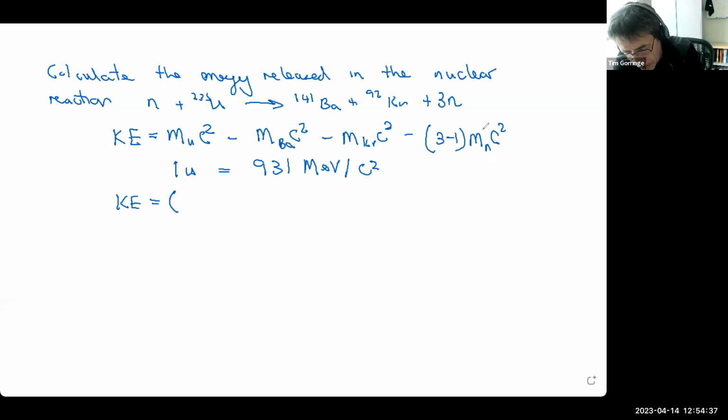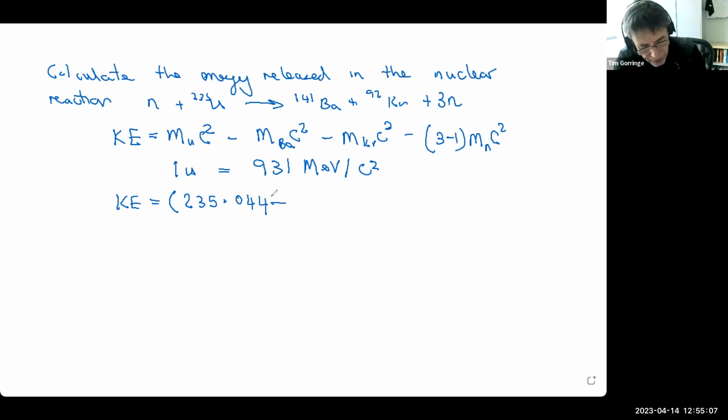I'm going to pull out a common factor of c squared that you can see here. So that's one thing I'm going to do when I write down all the quantities, and I'll write the units U also as a common factor. So I'm just going to fill in the masses as the numerical values in U. So for the uranium, I looked it up and it's 235.044.